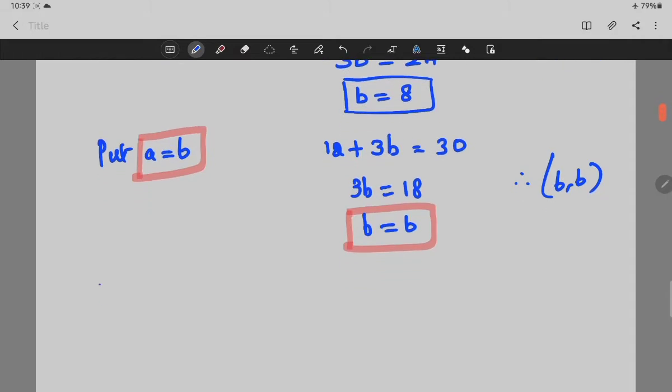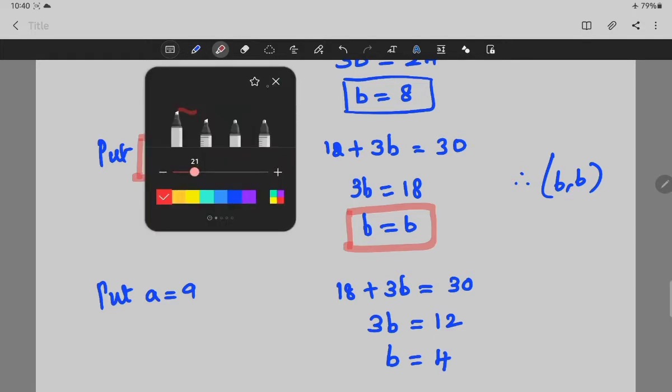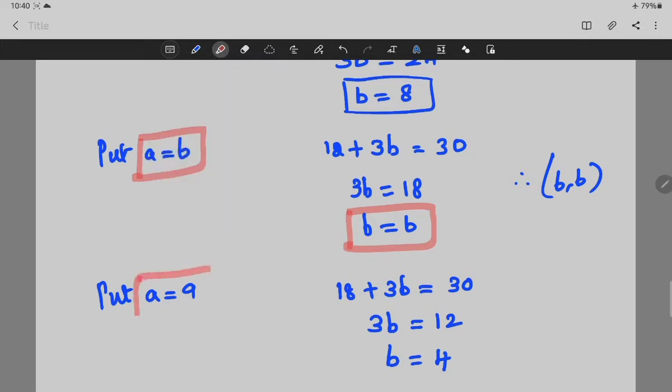Next, put A is equal to 9. The condition is 2A, so it is 18 plus 3B is equal to 30. So, 3B is equal to 30 minus 18, so that is 12. So, B is equal to 4. So, when A is equal to 9, your B is equal to 4. Therefore, the ordered pair is 9, 4.